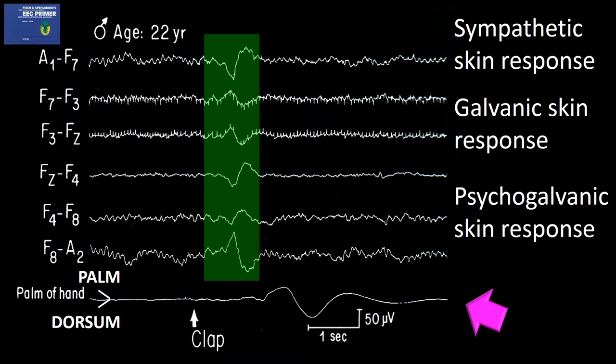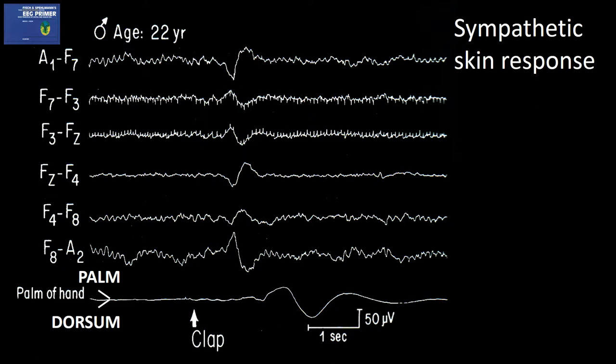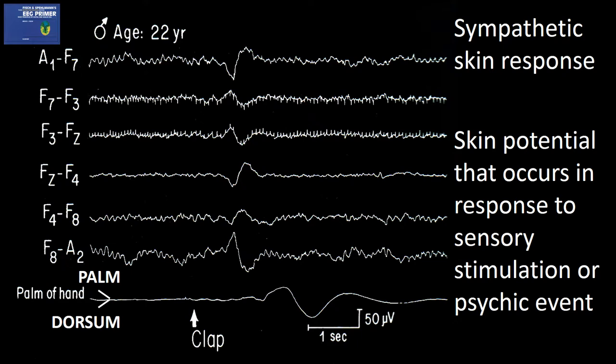If we were to record at the same time from the palm of the hand, we will also see a consistent artifact. This artifact will consist of a triphasic response of alternating polarity lasting a little bit longer, 2 to 3 seconds. The skin reaction, regardless of the location where it is detected, the scalp or the hand, is the response to sensory stimulation, and as you can see in this frame, to clapping, or it can also be a response to any other type of emotional event.